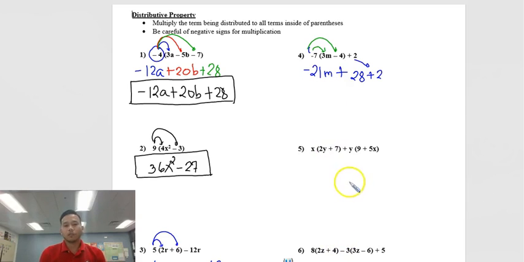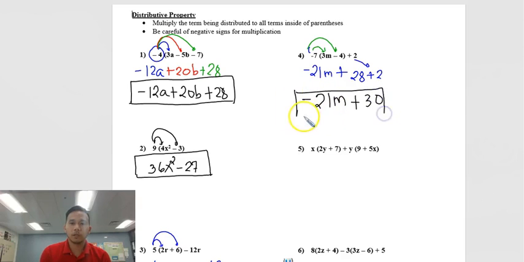So the constants, which are 28 and 2, are like terms. We consider these as like terms. So you can now finalize your answer with negative 21m, and then you add 28 plus 2, which will give us 30. Therefore, the final answer for this is negative 21m plus 30.